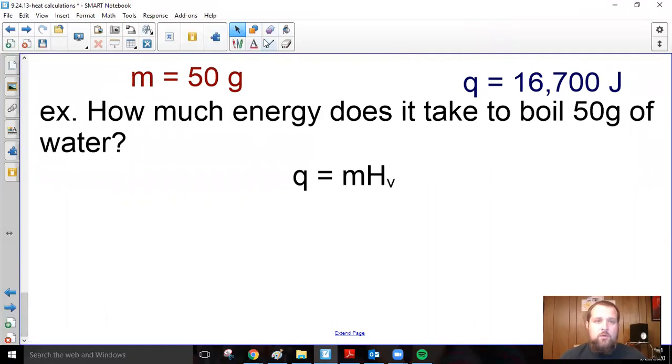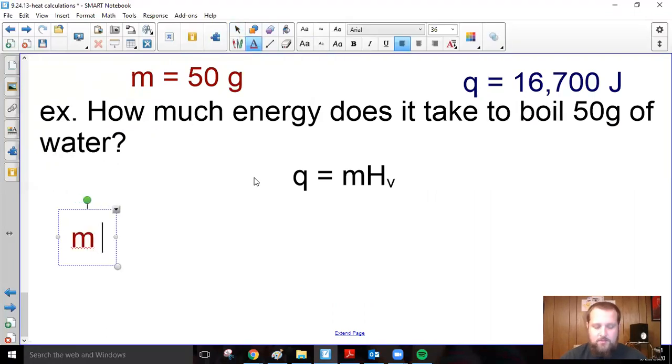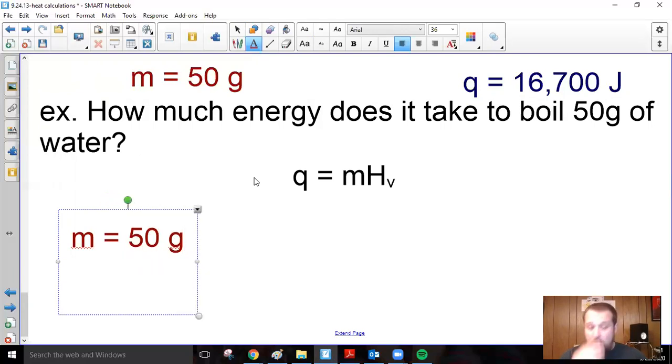The information we know from the question: once again, the mass is 50 grams. We don't know how much heat, how much energy it's going to take. That's our unknown. That's what we're solving for. Tomorrow, if you look at the classwork, there will be other things we don't know. The unknown will be in a different spot, but it's still basic algebra.